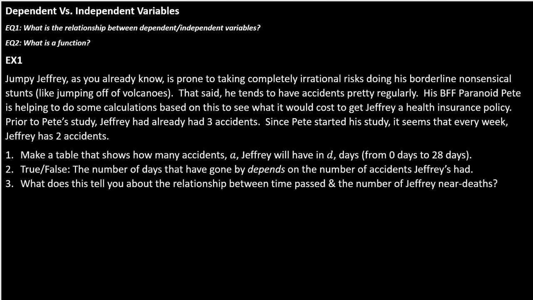So here's our first example, and we're going to be addressing EQ 1 and 2 here. Our example is a Jumpy Jeffrey problem. Jumpy Jeffrey, as you already know, is prone to taking completely irrational risks due to his borderline nonsensical stunts. That said, he tends to have accidents pretty regularly. His BFF, Paranoid Pete, is helping to do some calculations to see what it would cost to get Jeffrey a health insurance policy. Prior to Pete's study, Jeffrey has already had 3 accidents. Since Pete started his study, it seems that every week Jeffrey has 2 accidents.